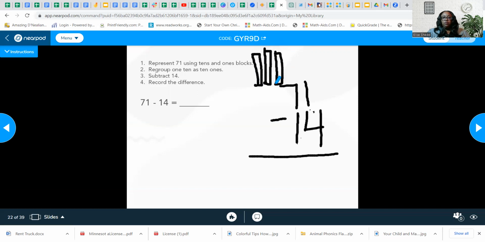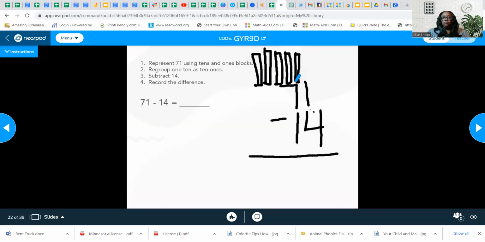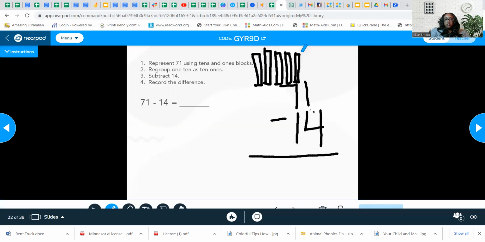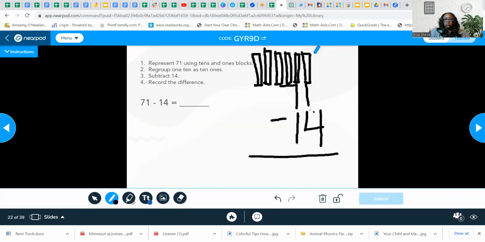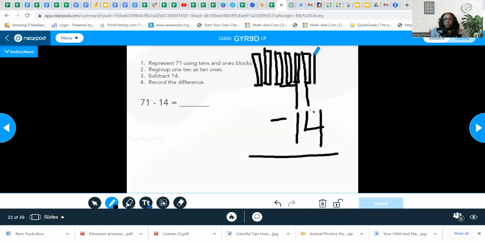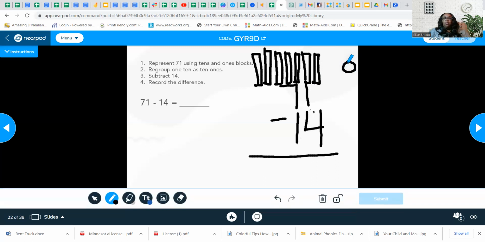2, 3, 4, 5, 6, 7. And of course, you have one circle. Okay. But now we have 1 here, and then we have 7 base 10s.